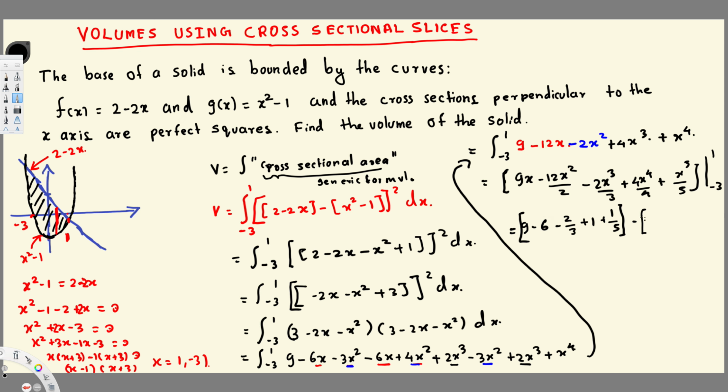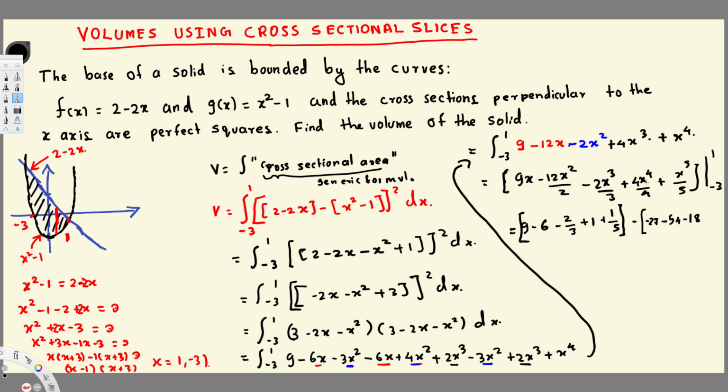The first one is going to be 9 times negative 3, that's going to give us negative 27, minus 12 times negative 3 square, which is 9. 9 times 12 is going to be 108. So 108 divided by 2, that's going to be 54. So this is going to be 54 minus negative 3 cube, which is negative 27. Negative 27 times negative 2 is 54 divided by 3. 54 divided by 3 is what? It's 18, right? So 18 right here.